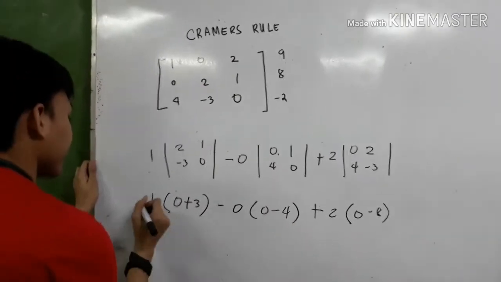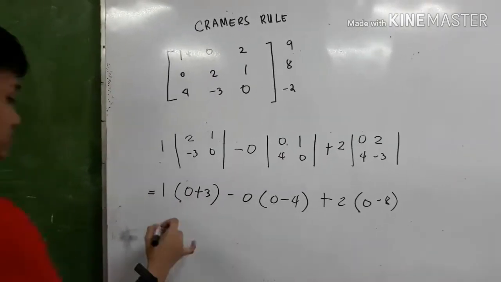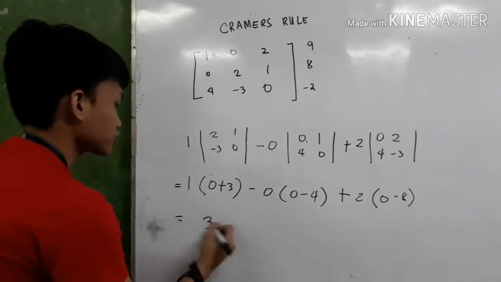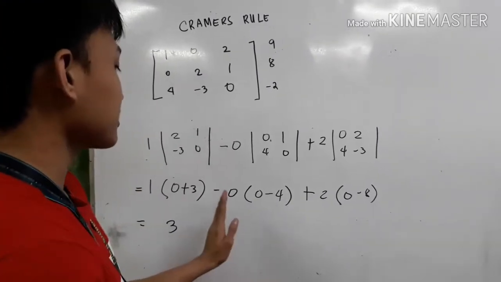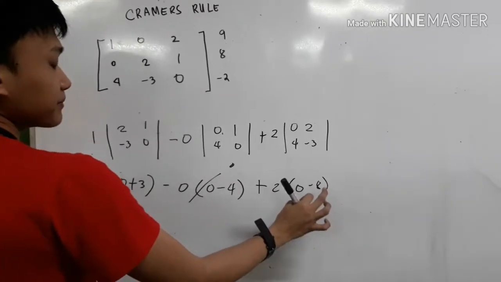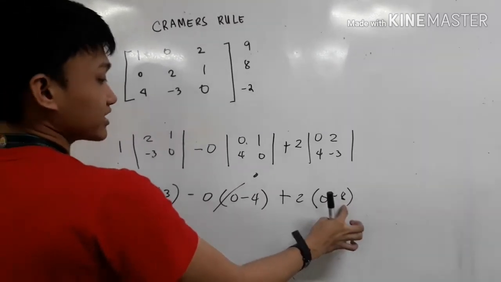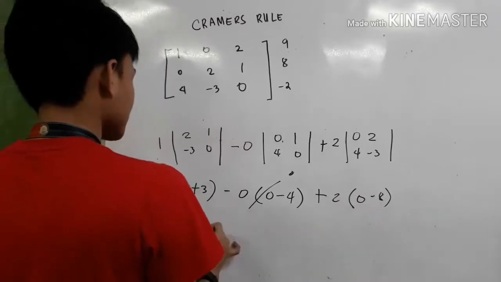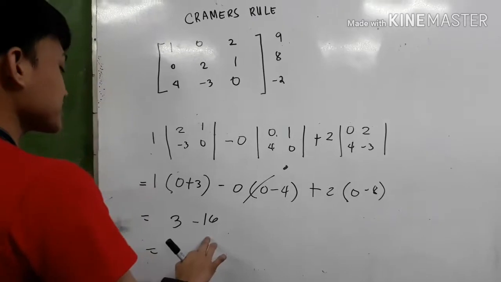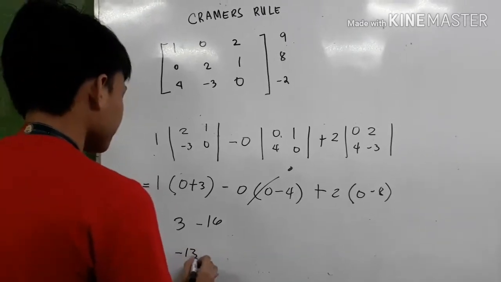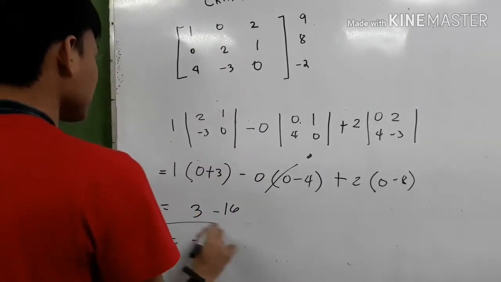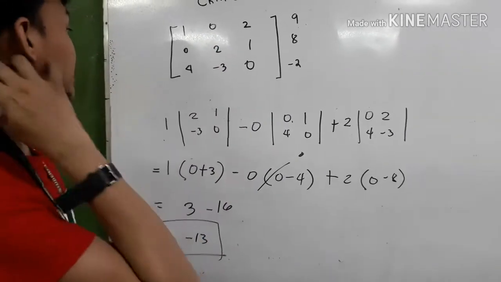So let's substitute. So 0 plus 3 is equal to 3, times 1 is equal to 3, minus, since times 0, so 0. So negative 8, 0 minus 8 is equal to negative 8, times 2 is equal to negative 16. So 3 minus 16 is equal to negative 13. So our determinant for this matrix is equal to negative 13.